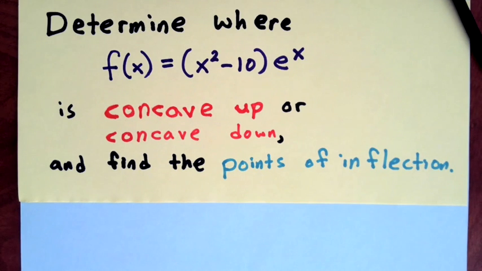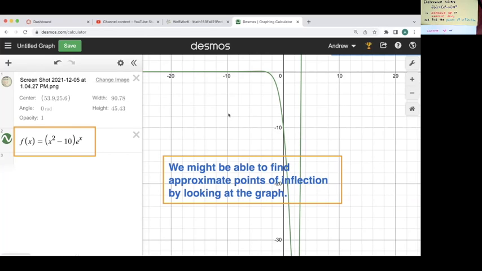Determine where f of x equals quantity x squared minus 10 times e to the x is concave up or concave down, and find the points of inflection. If we graph f of x equals x squared minus 10 times e to the x, we might be able to find approximate points of inflection by looking at the graph.